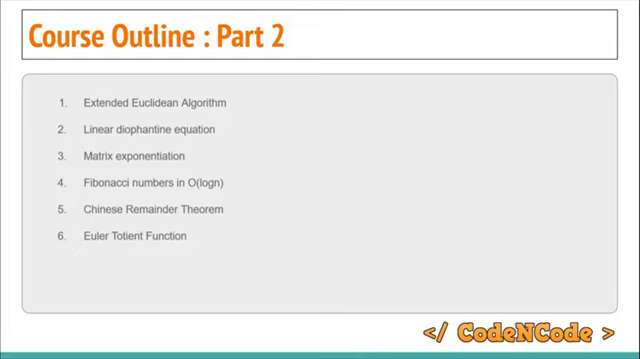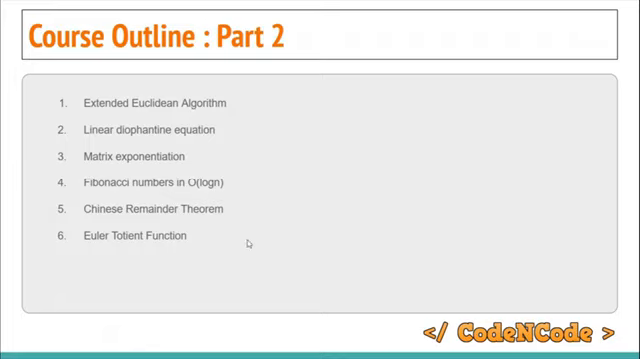So ETF of 6 is equal to 2, because from 1 to 6 there are only two numbers which have GCD 1 with 6. 1 is having GCD 1 with 6, and 5 with 6 is having GCD 1. So in the range 1 to 6 there are only two numbers, 1 and 5, which are having GCD 1 with 6, or 1 and 5 are co-prime with number 6.